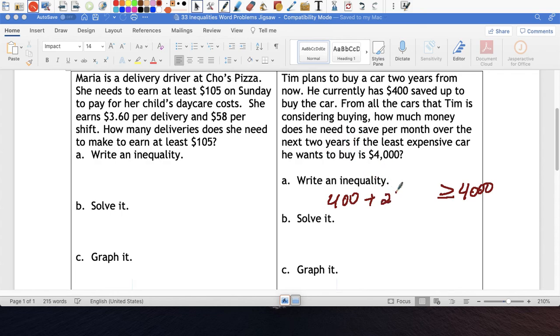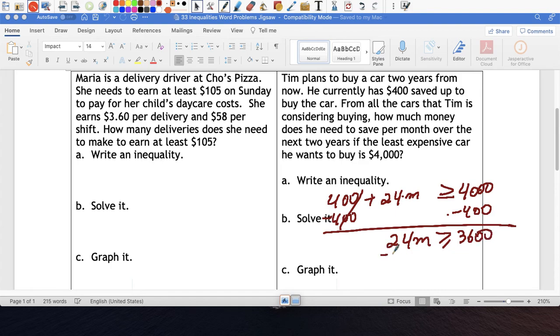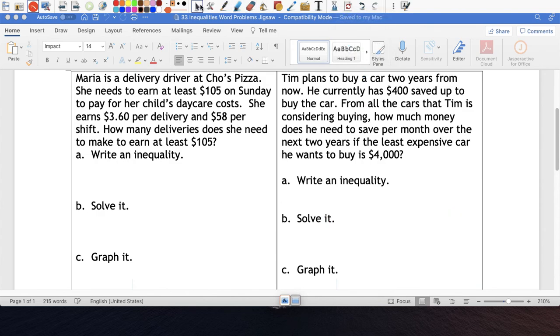it's 2 years, so 24 months times however much he needs to save per month, added to the 400, has to be greater or equal to 4,000. So minus 400, those two go away. 24m is greater or equal to 3,600. Divide by 24, divide by 24. m is greater or equal to 3,600 divided by 24. So he needs to save at least $150 per month for the next 24 months, or 2 years. And if he does that, add that to the 400 he already has saved, he's going to have $4,000 or more at the end of 2 years.